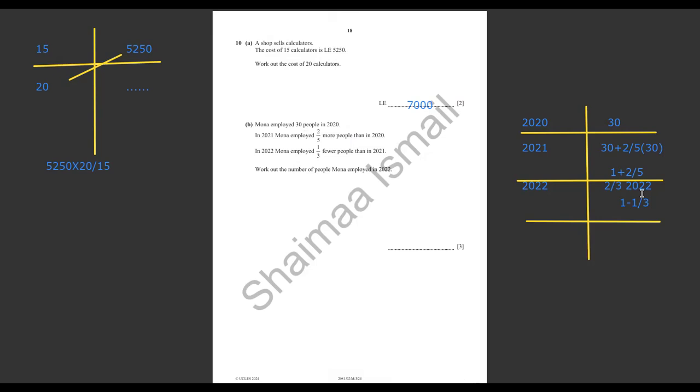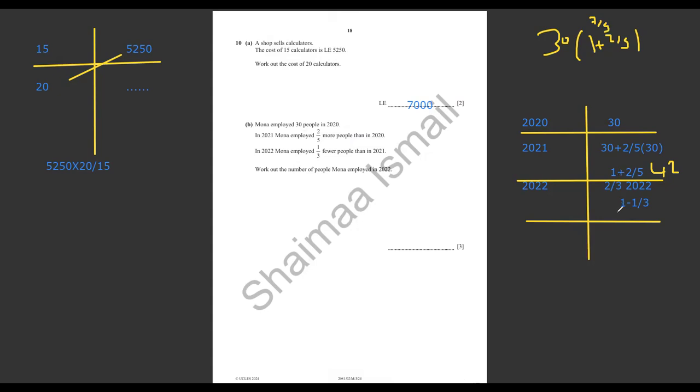So here we make the 30 multiplying by 1 plus 2 out of 5, okay? Which equal to 42. So here, final answer is 42. All this calculation, all what I do, I make the 30 multiplying by 1 plus 2 out of 5, okay? Which is 7 out of 5. So 7 out of 5 multiplied by 30.